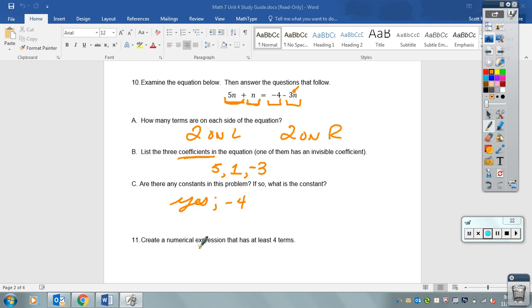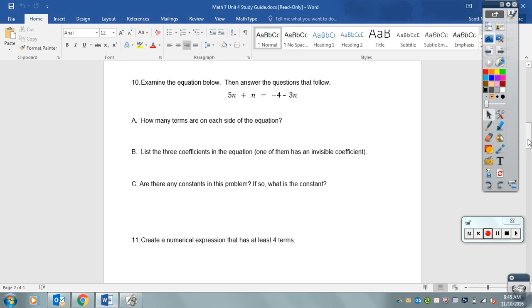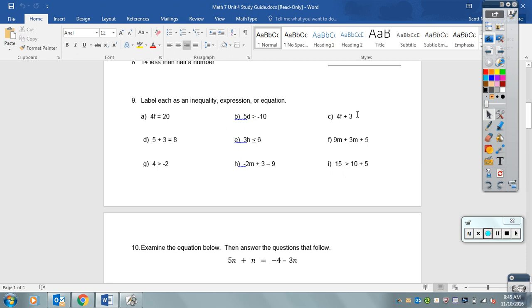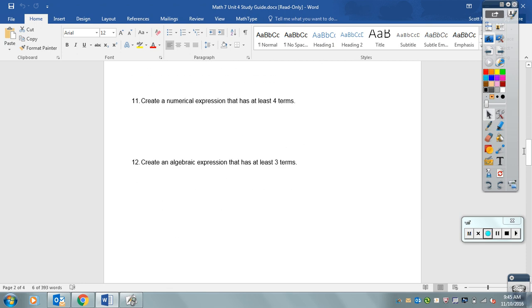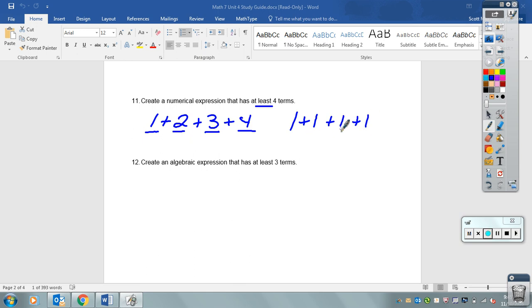11 says to create a numerical expression that has at least 4 terms. All the ones that we did up here, this one, this one, this one, these are algebraic expressions because they contain variables. A numerical expression only has numbers. So we're going to create a numerical expression that has at least 4 terms. I'll do a very simple one. Here's a numerical expression that has at least 4 terms. 1 plus 2 plus 3 plus 4. 1, 2, 3, 4 terms. That's a term, that's a term, that's a term. I could have done 1 plus 1 plus 1 plus 1. That's 1, 2, 3, 4 terms.